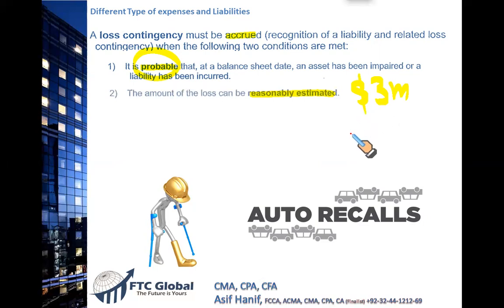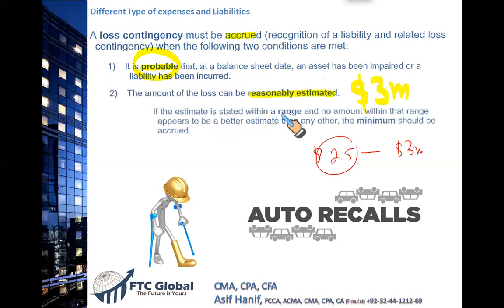Let's say the range that we may have to pay, Salman, is between 2.5 million to $3 million. So if the amount is not exactly known, but a range is known, then you should take the lower value. When a range is available, you should take the minimum one. Between 2.5 to 3 million, you should take 2.5. So Salman, if the loss contingency is probable and you can estimate the amount, either an exact amount or a range, go for the low range.